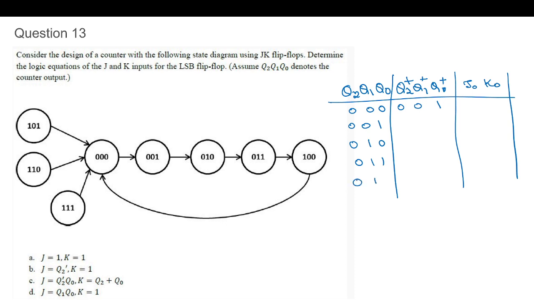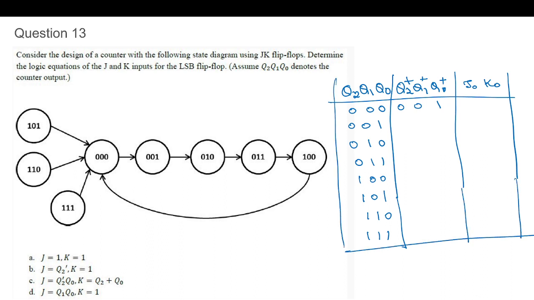It should be 4, 4, 5, 6, 7. And then the next state, if it is in 1, it will be in 2. 2 means 3. 3 means 4. From 4 back to 0, 0, 0. And from all these states, it will be in 0, 0 state.